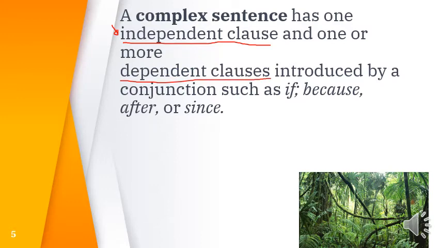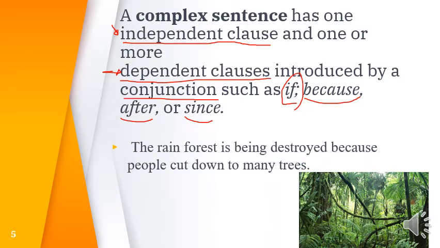We said that the dependent clause is a sentence also, it has a subject and a predicate. It has a meaning, but the meaning is not complete. There is still something missing in the meaning. And it is introduced by a conjunction word such as if, because, after, or since, and many other words as well. We have studied this before, this was last week's lesson. Like what? The rainforest is the same example.